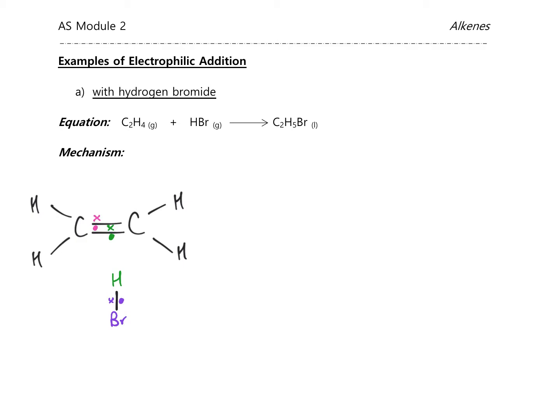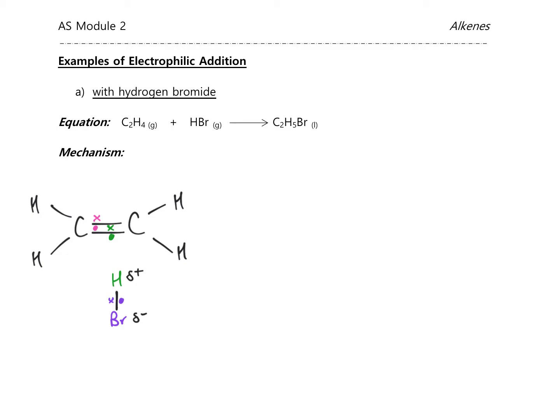So again, you can see a shared pair of electrons there as well. And in these mechanisms, it's important to draw your delta charges on the electrophile. So it's our hydrogen that is slightly positive and our bromine that is slightly negative. And that's why it is attracted to the ethene.